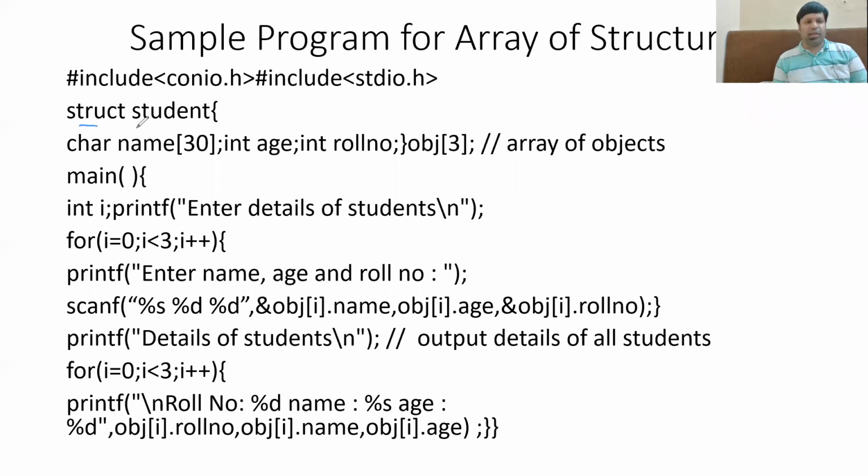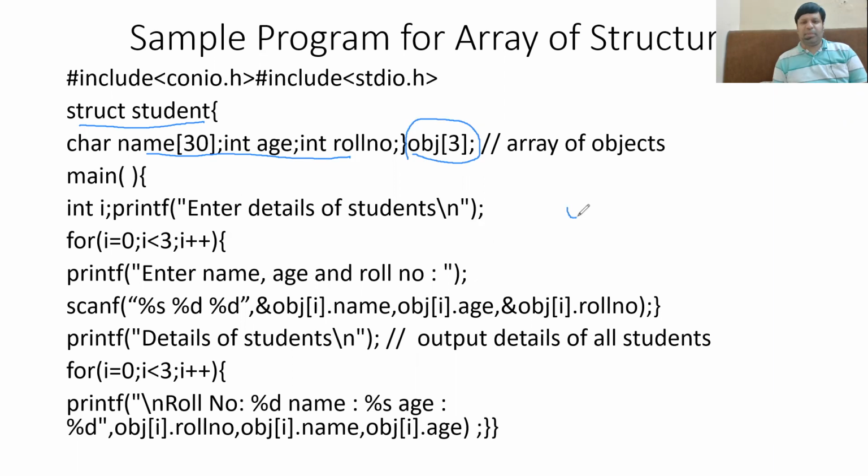Here again we are creating a user defined data type named student, which will be a structure. It will consist of three data members: name, age, and roll number. And here we are creating the array of structure objects.